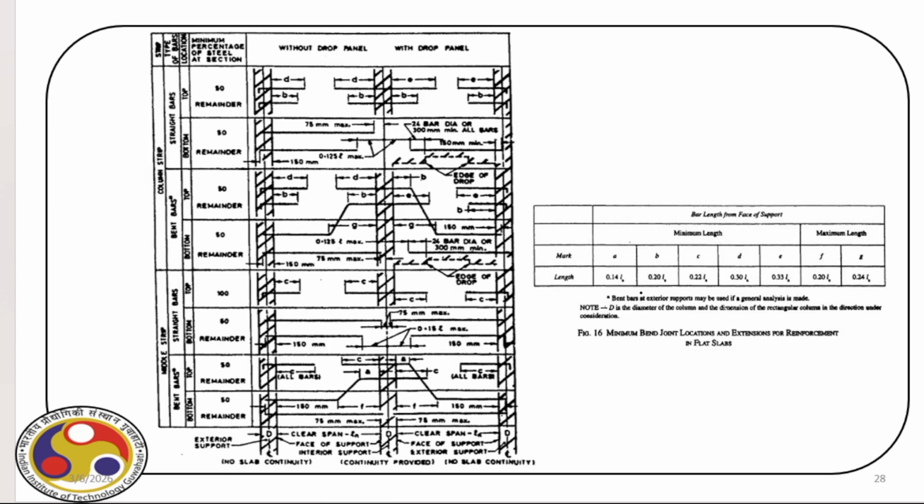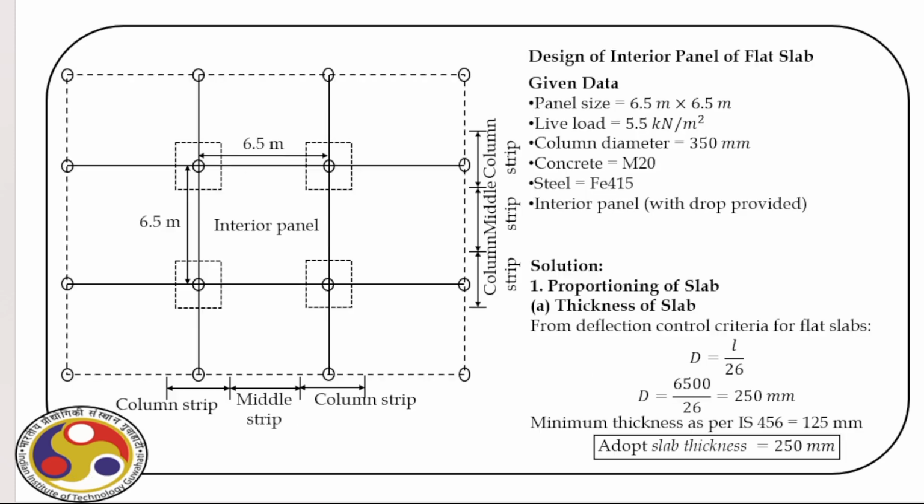Now, this figure is important. This figure is from IS 456, figure number 16. This talks about the different reinforcement strategies that we have to follow when we detail a flat slab. So, I will suggest you go through these guidelines, because accordingly we have to follow the detailing, right?